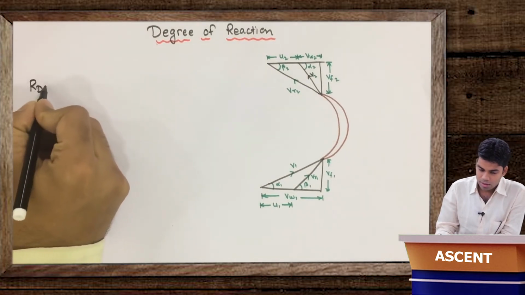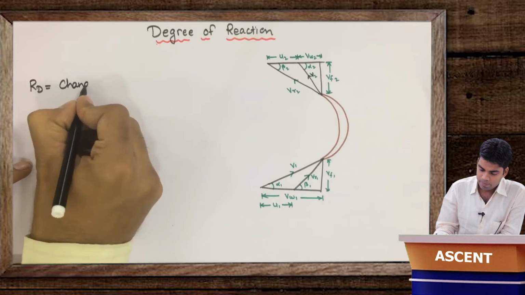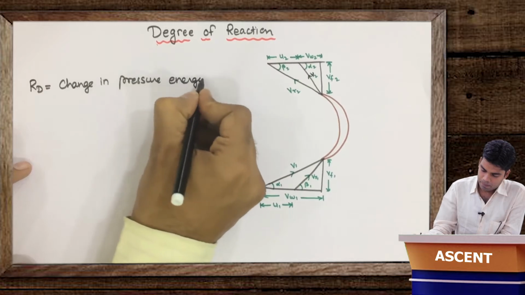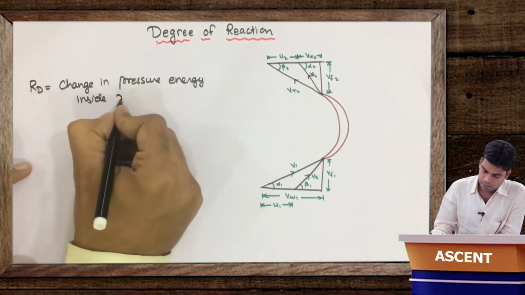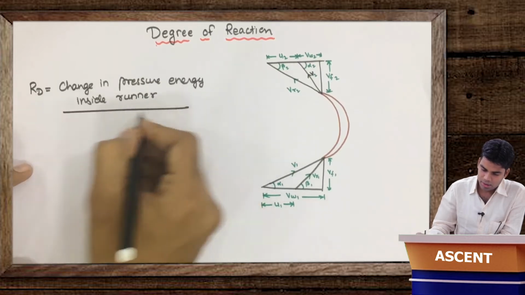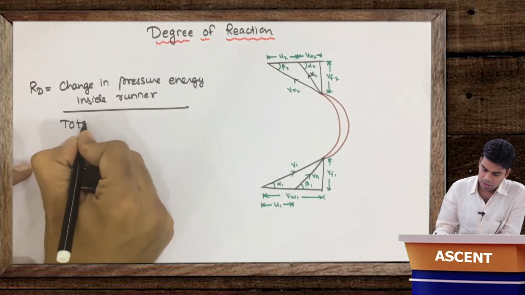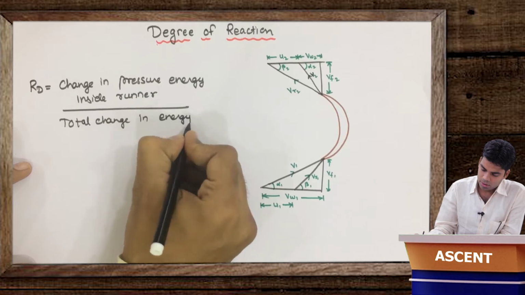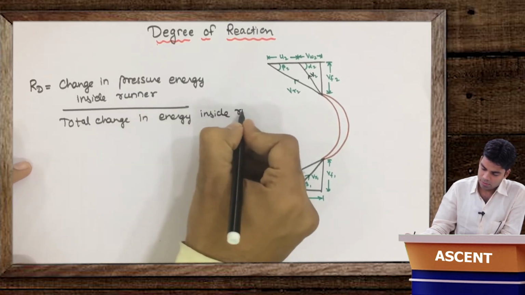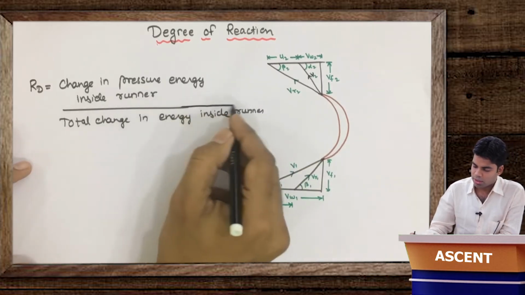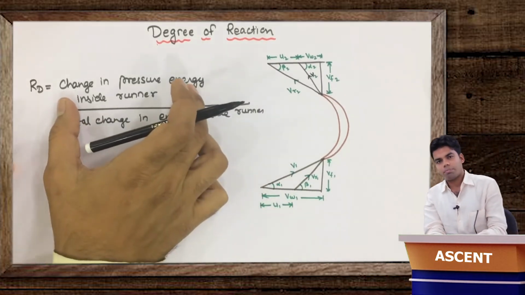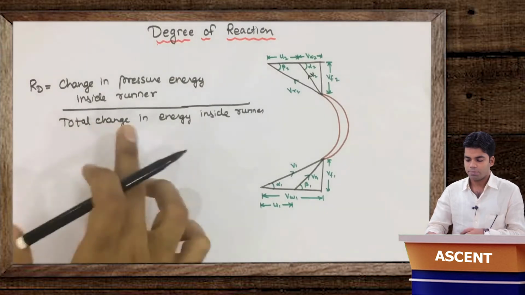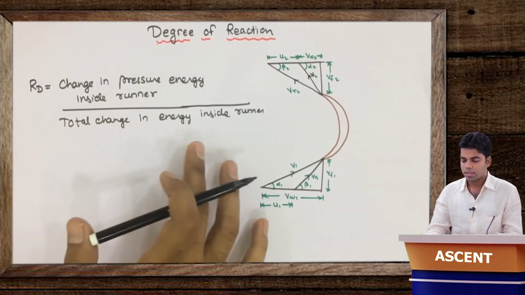This is denoted by RD. This is the change in pressure energy inside the runner divided by the total change in pressure energy inside the runner. Sorry, total change in energy, not pressure energy. Total change in energy inside the runner. Okay, that means out of this total change in energy, how much part is that of the change in pressure energy? That is nothing but the degree of reaction. Ratio of change in pressure energy inside the runner to the total change in energy inside the runner.